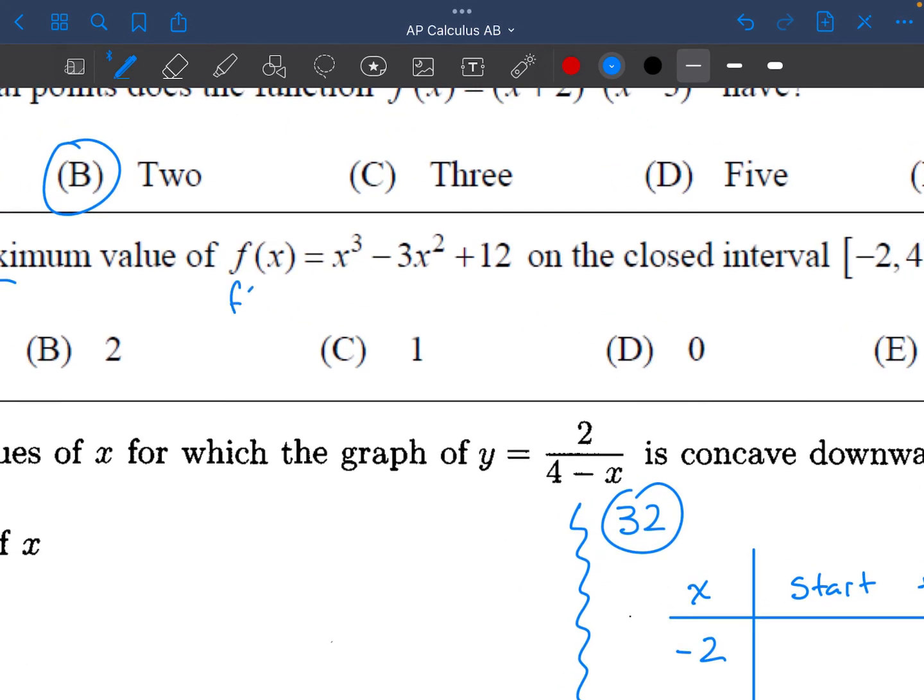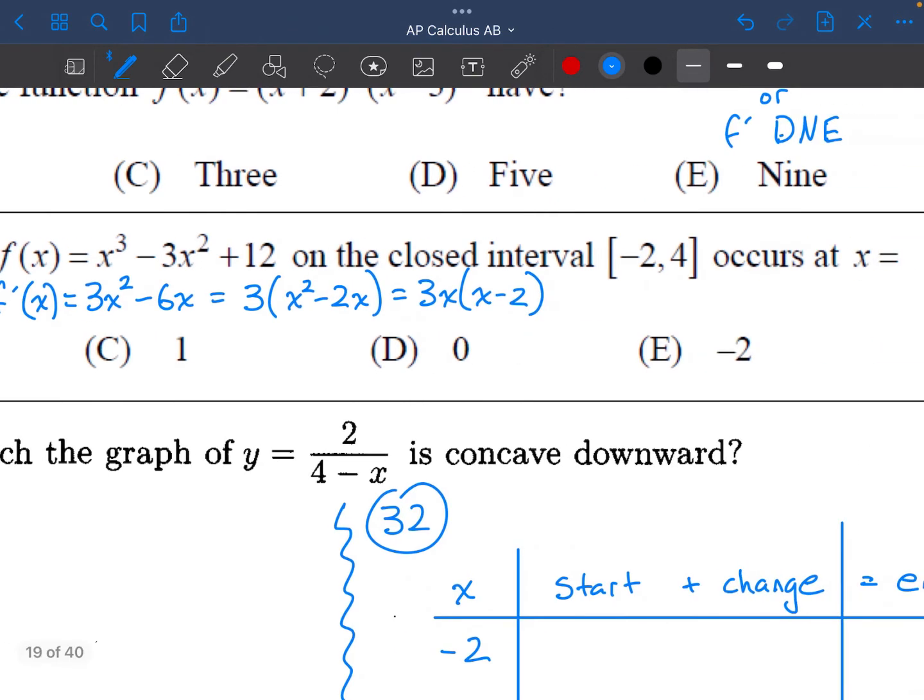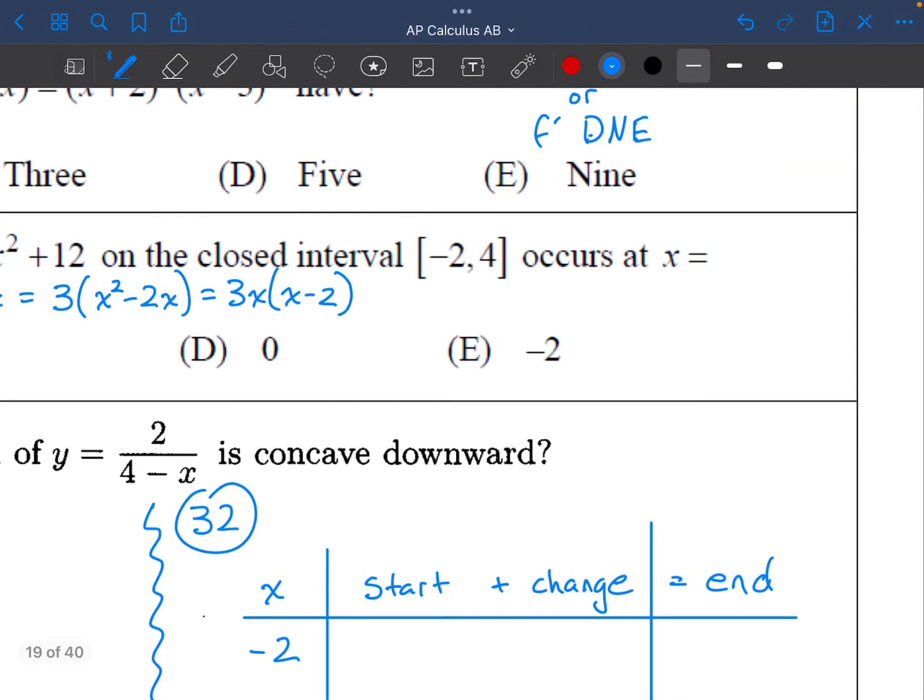So f prime of x, I need to take the derivative. That's going to be 3x squared minus 6x, and then the 12 just kind of disappears. If I were to factor out a 3, I'm left with 3 times the quantity of x squared minus 2x, and I'm realizing I really should have factored out a 3x instead of a 3. So let me do another step again. It's going to be 3x times x minus 2. There we go.